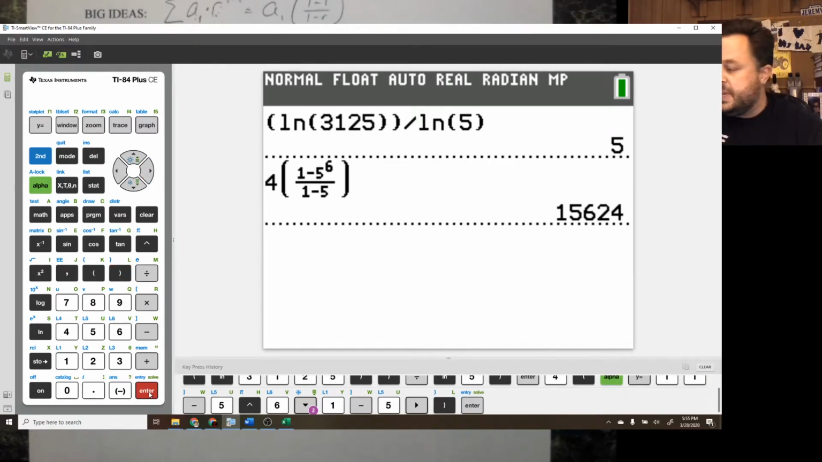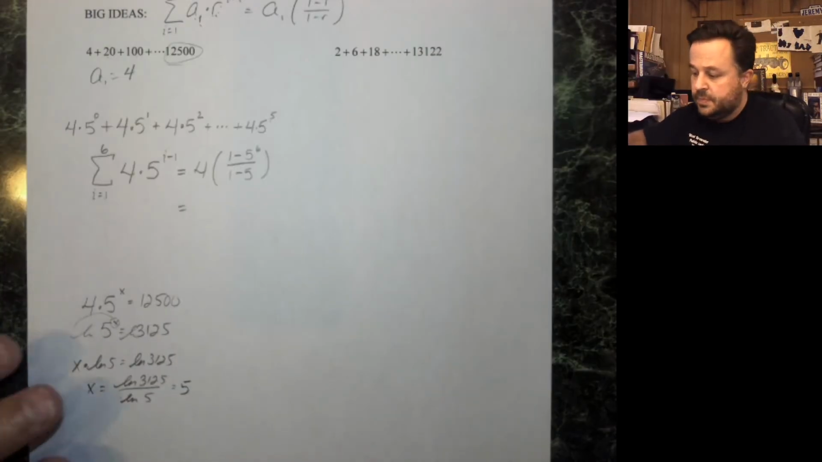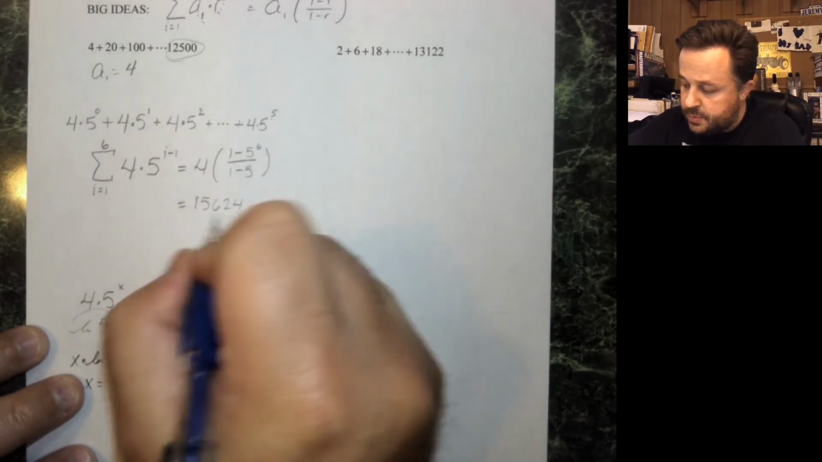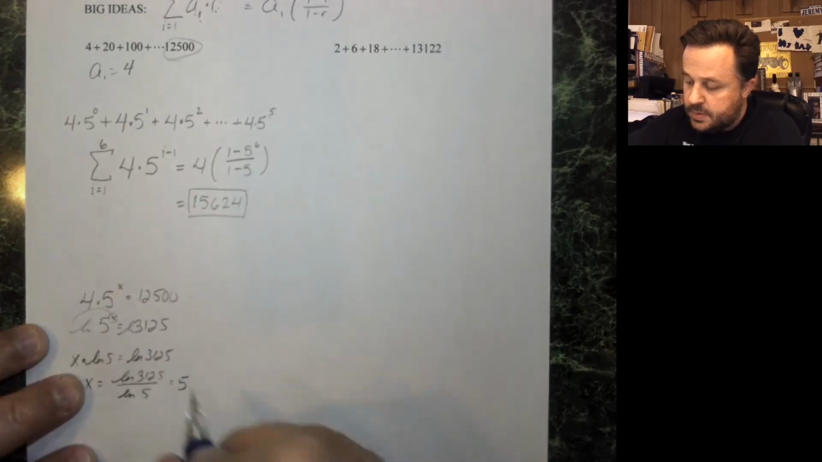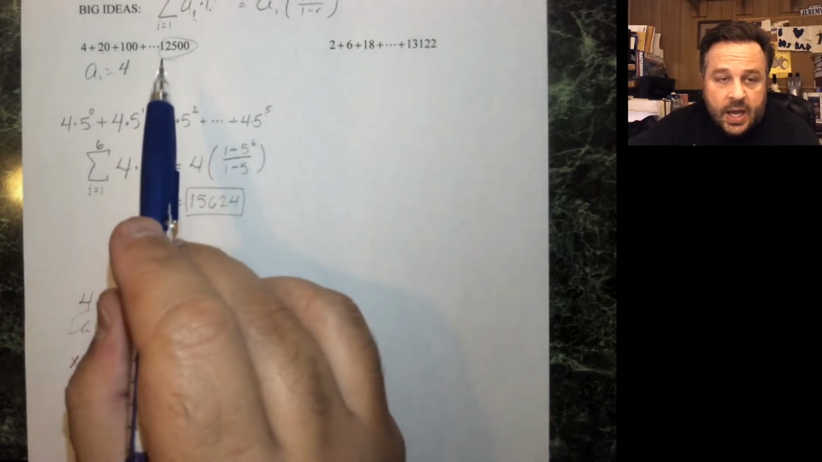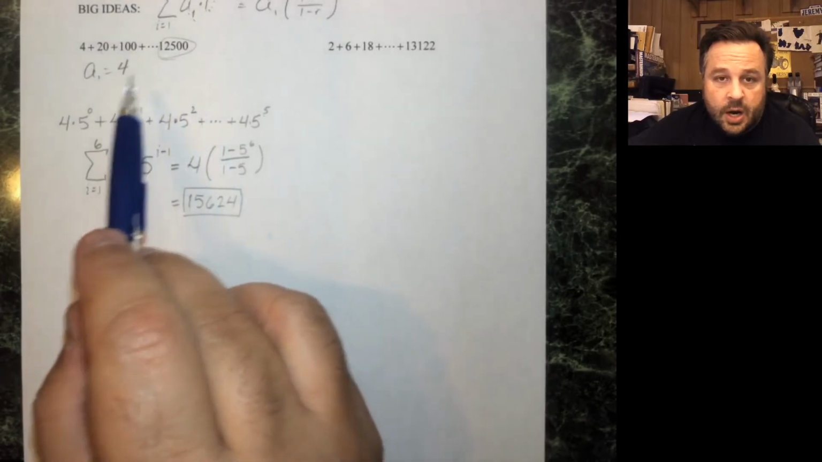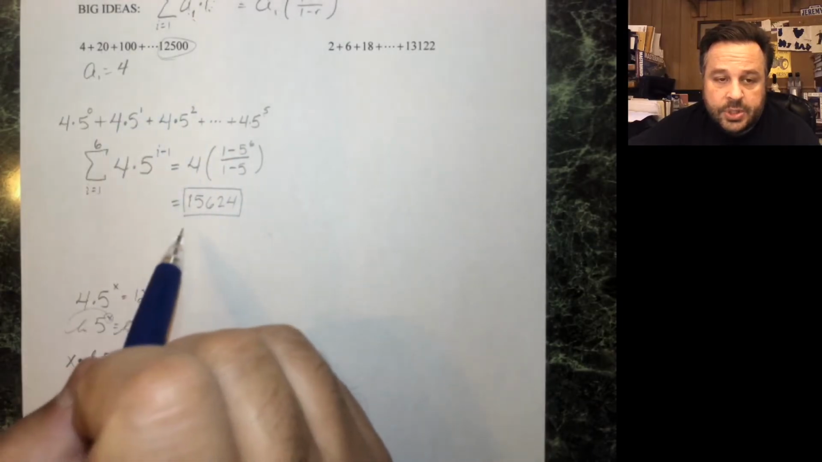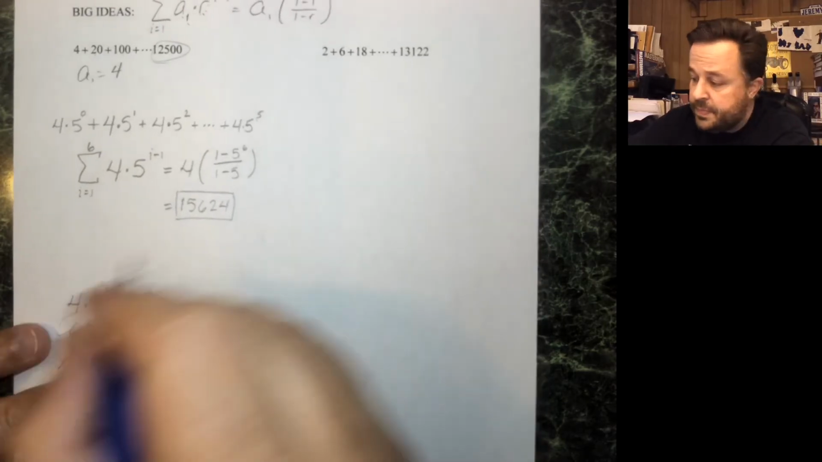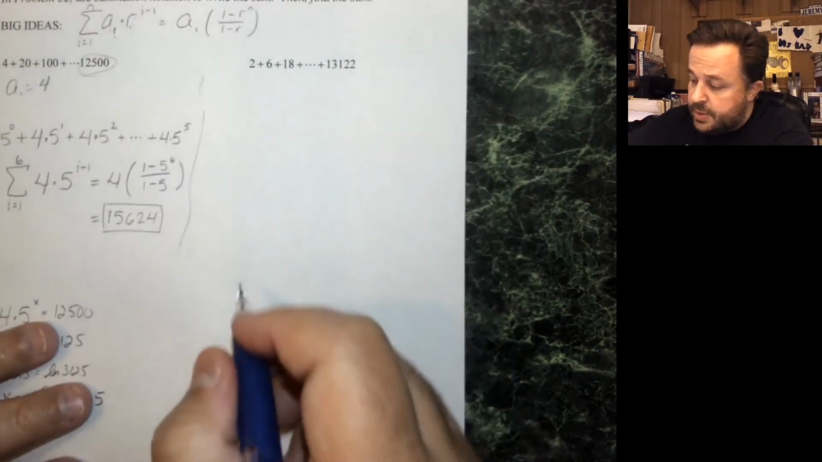So we get 15,624. So 15,624 is our answer. Okay. And this is something that wouldn't be all that hard for you to check: just find out what these in-between terms are, add them up, and you do get 15,624. Let's try this other one.